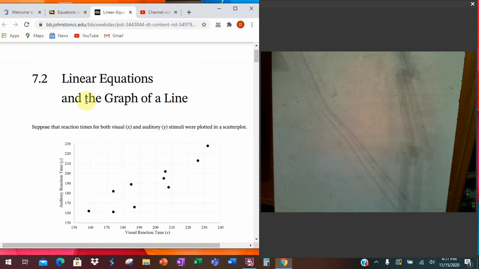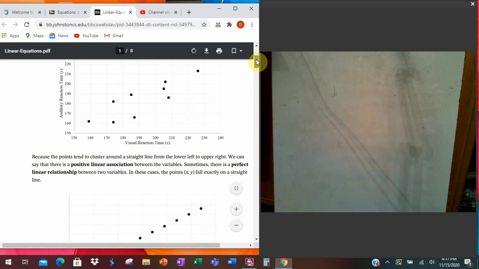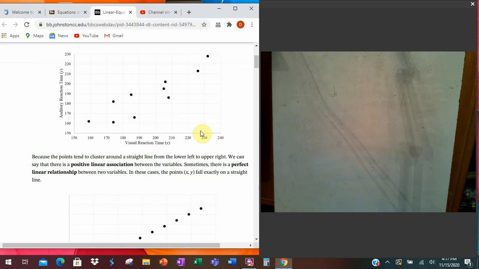Remember from last time, we had reaction times for both visual and auditory stimuli plotted in a scatter plot. This is where we left off. Because the points tend to cluster around a straight line from the lower left, going left to right across the graph, we can say that there's a positive linear association. Going this way, it went up. If we went this way and it went down, that was a negative linear association.